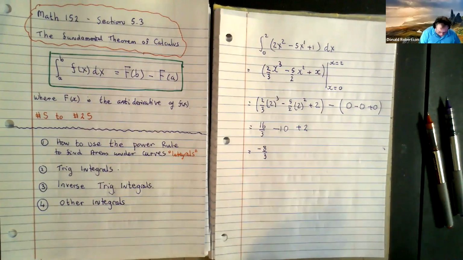And we already know that that is a valid answer. It is possible for the area under a curve to be negative. And in this case, it was.